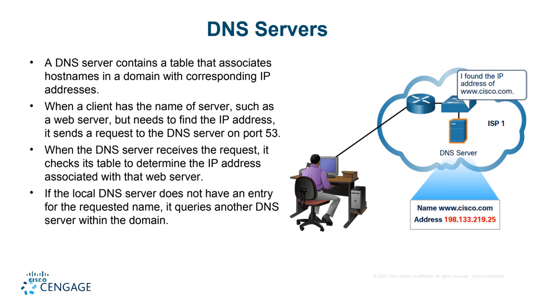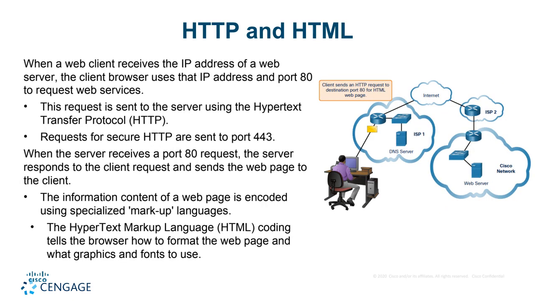So here we have this user sending the request: I want to access cisco.com. Give me the IP address. And the DNS will reply, I found the IP address of cisco.com. Here it is. This is a simple example.